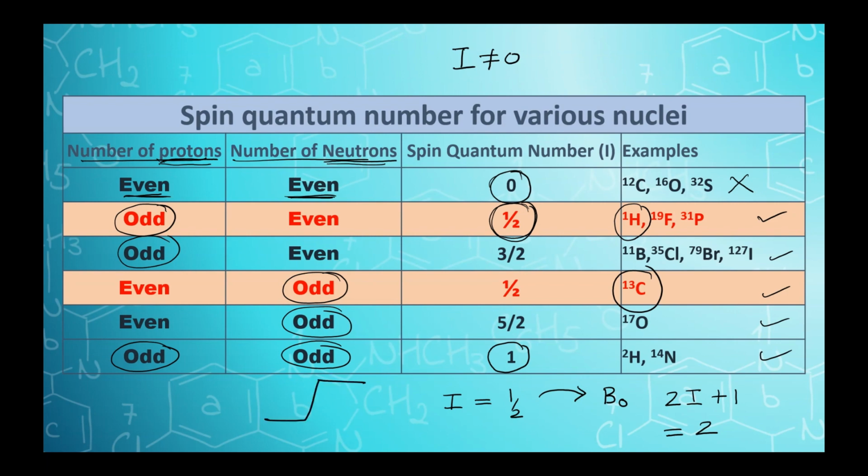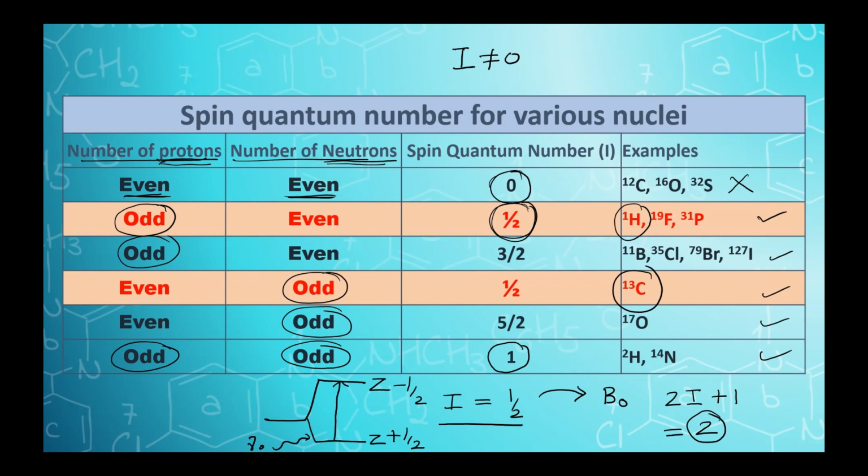Here I'll have the plus half state, Iz equal to plus half, and Iz equal to minus half state. This is something known as Zeeman splitting. So when I is equal to half, the splitting will be only into 2 states. It becomes very simple for me. When I give a radio frequency nu 0, I'll have the excitation from the lower state to the higher state. That's all. It becomes very simple.